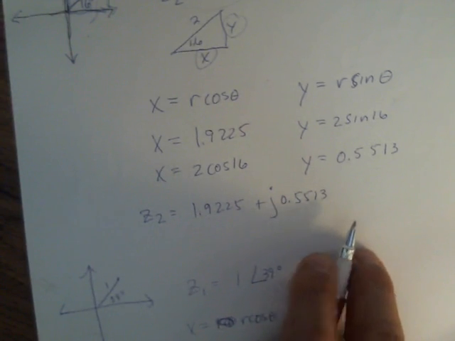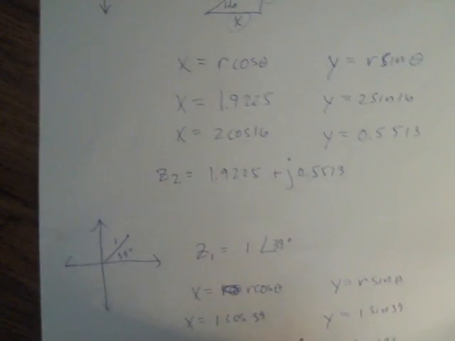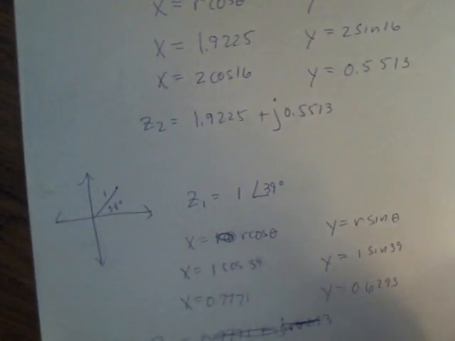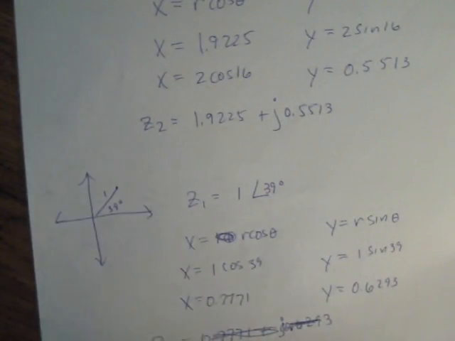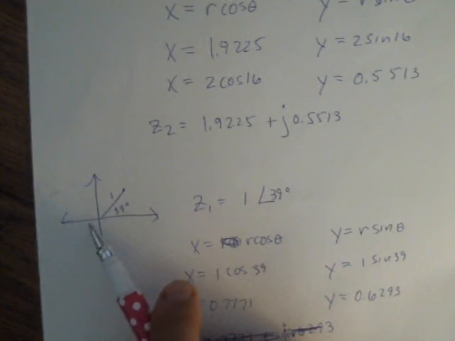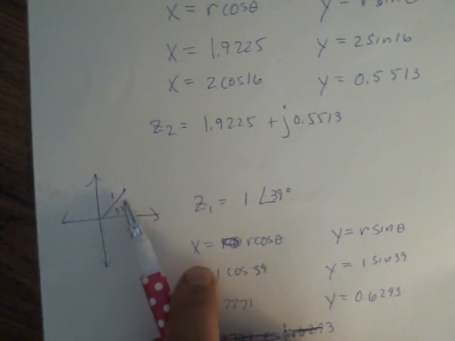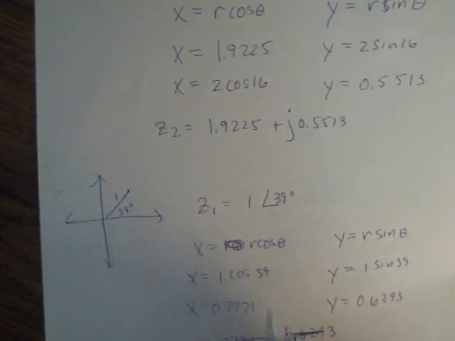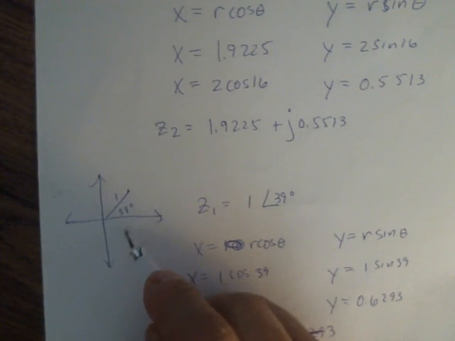Now I have to find the rectangular coordinate for Z1 because, see, I'm taking Z2 minus Z1. So Z1, again, is a phasor, and I have a hypotenuse of 1 at an angle of 39 degrees. So again, I'm rotating counterclockwise when the angle is positive. If the angle is negative, you rotate clockwise. That's why it's down in this quadrant if it's negative.